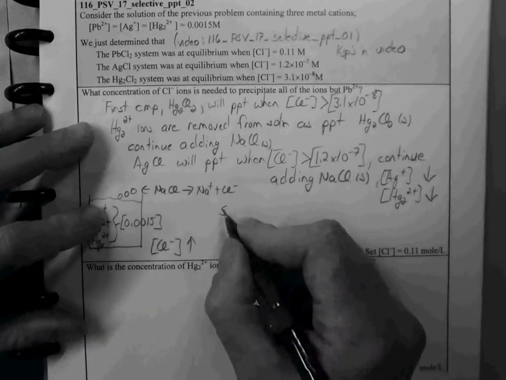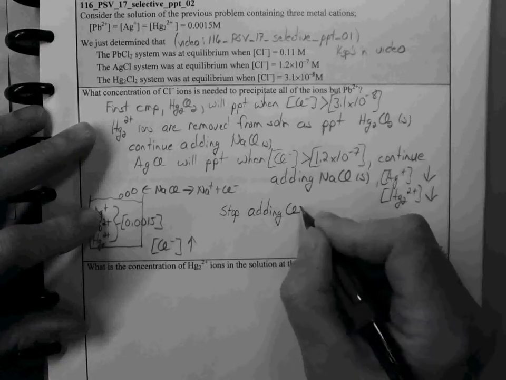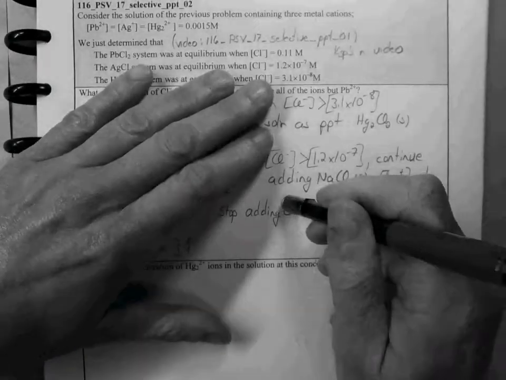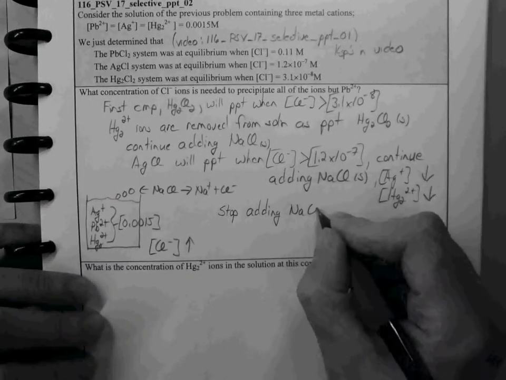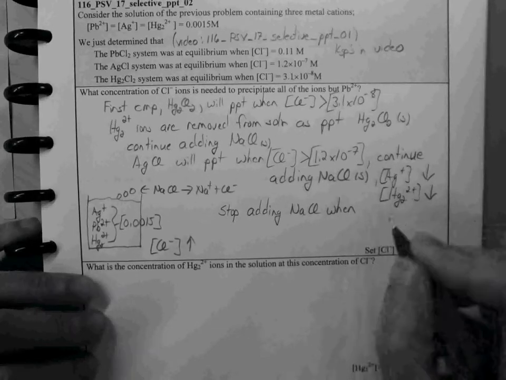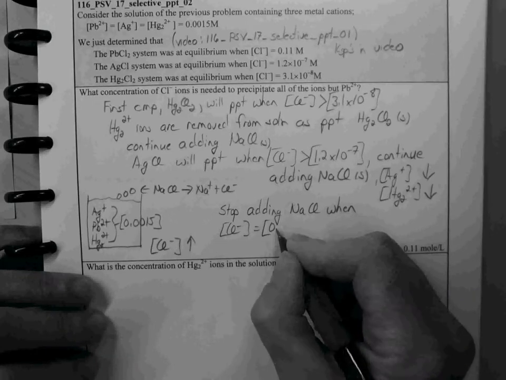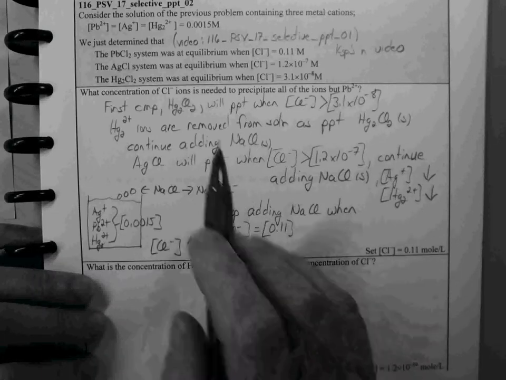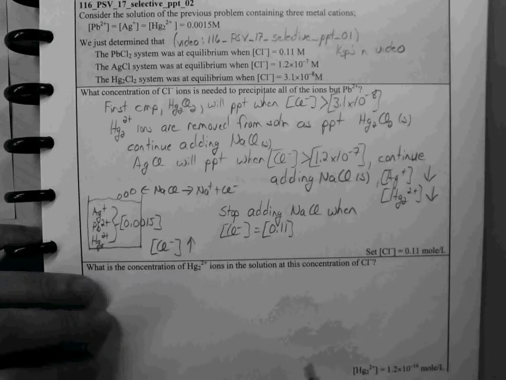Okay, you need to stop adding Cl minus, and thus sodium chloride, when the chloride ion concentration is equal to 0.11. Because above this concentration, our PbCl2 is beginning to precipitate, and we don't want that.